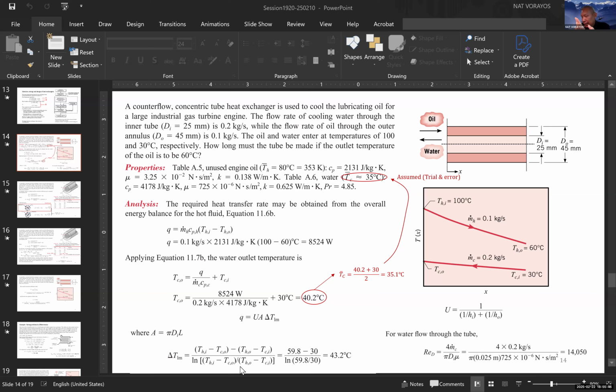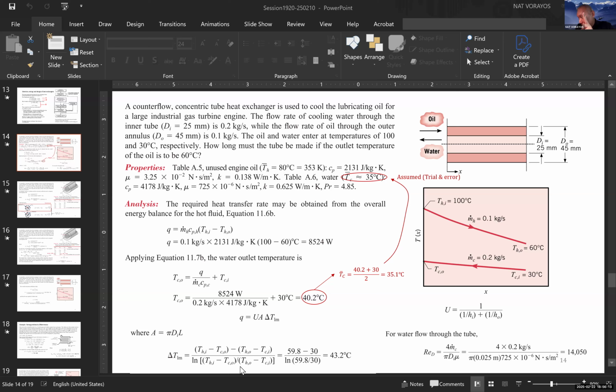And the other fluid, at least one of them is known, either inlet or the exit temperature. It will allow you to find the fourth temperature anyway. Then you can use the log mean temperature. You can use the log mean temperature to make your analysis.